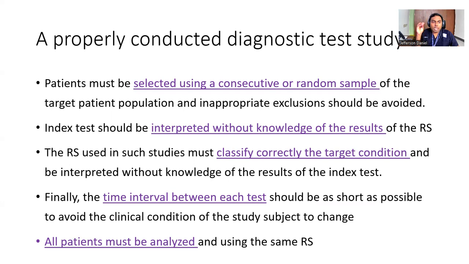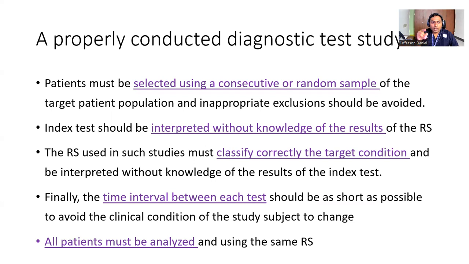Then the time interval between each test is very important. Now we had this question when we did the TrueNAT review: how much time is acceptable between doing TrueNAT and sending the sample to the culture lab to do the culture? So we arrived at 72 hours as a reasonable time, and certain specific transportation methods have to be used. Okay, so that is very important.